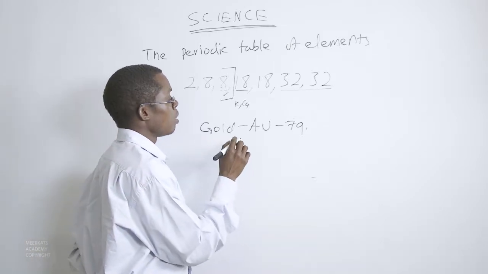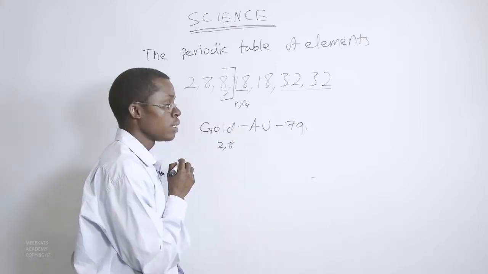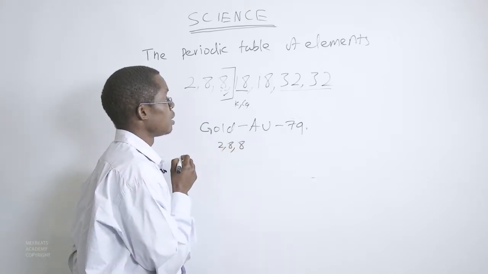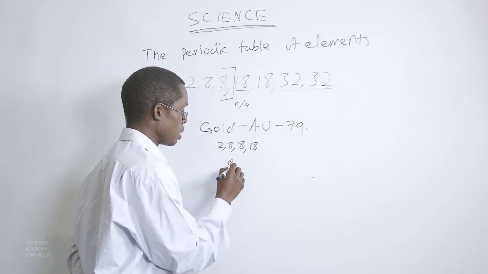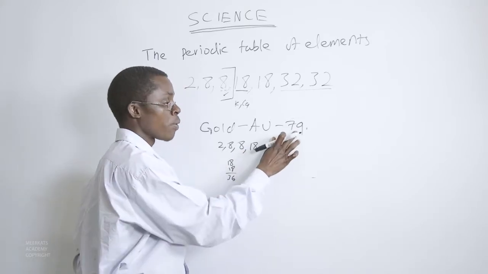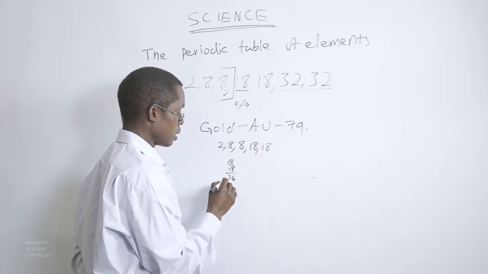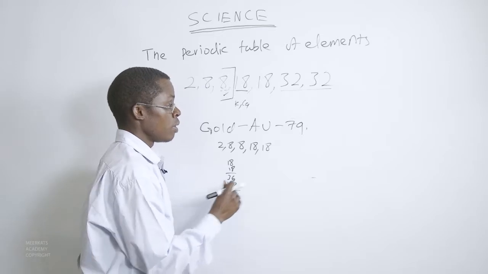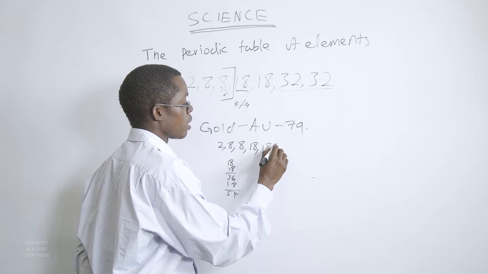So with the gold, we have now 2, 8, that is 10, 8, 18, 18. Let's see, 18 plus 18 gives us 36. Not yet. Remember, we have to go up to 79. Another 18. Let's add the 18. So we get 54. Are we at 79? Not yet. We add there 32.